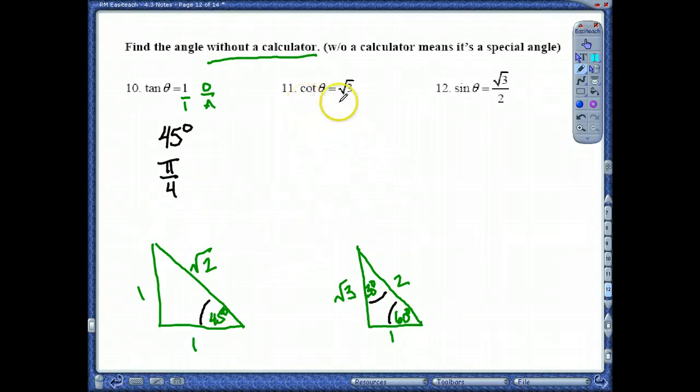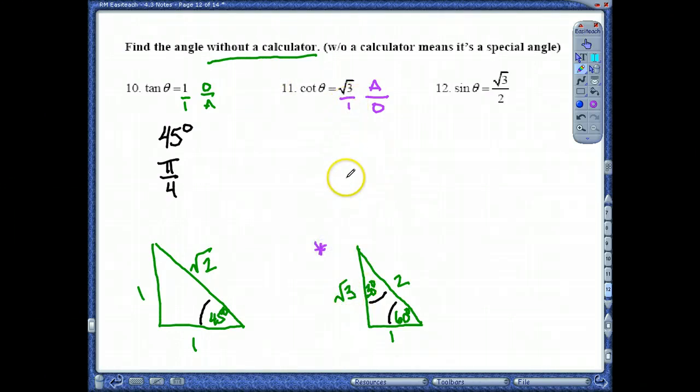Yay. So now we've got cotangent of square root of 3. I'm going to put that over 1. Remember, cotangent is adjacent over opposite. Well, the only triangle that has a square root of 3 is the 30, 60, 90 right triangle. So we're at this one.